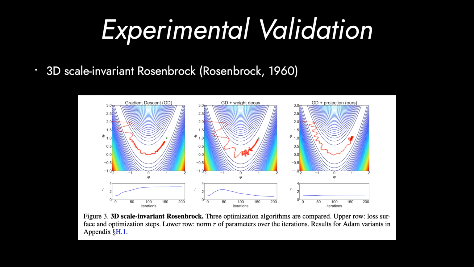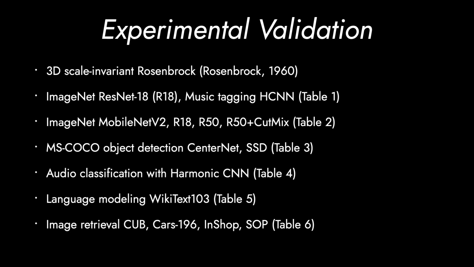This paper shows a lot of experimental evaluation. The first one is a toy example of Rosenbrock. Additionally, the lower row shows the change of the weight norm over the iterations. The experiments include image classification and retrieval, music tagging, object detection, audio classification, and language modeling.